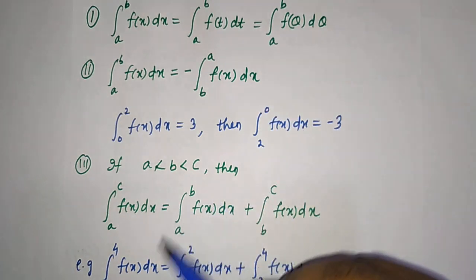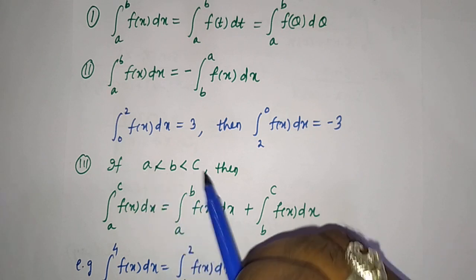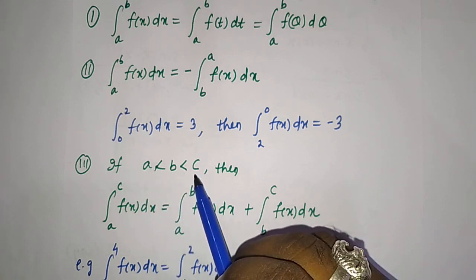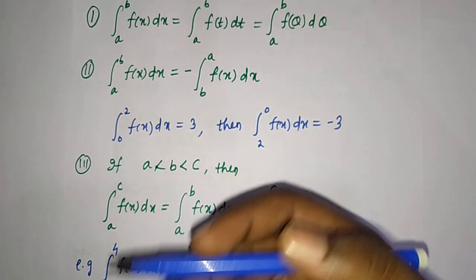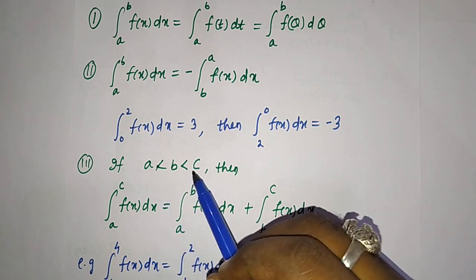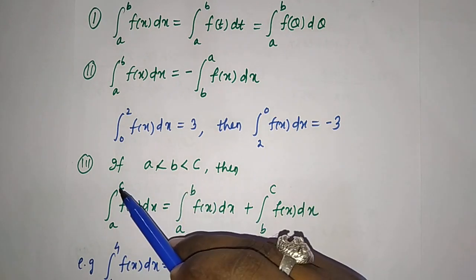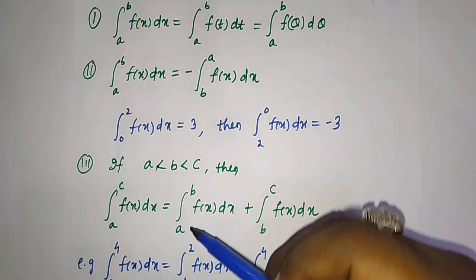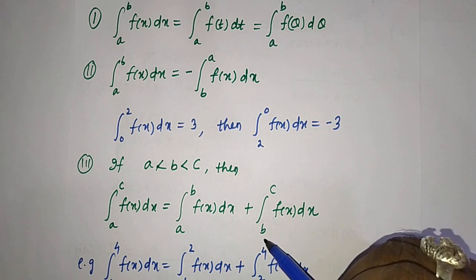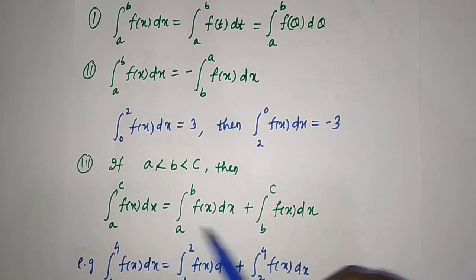Next come to third property. Suppose three numbers are there, a, b, c, where a is less than b and b is less than c. Suppose three numbers are there like 1, 2, 3. So integration of f of x from a to c is equal to integration of f of x from a to b plus integration of f of x from b to c. We can split the integration like this.